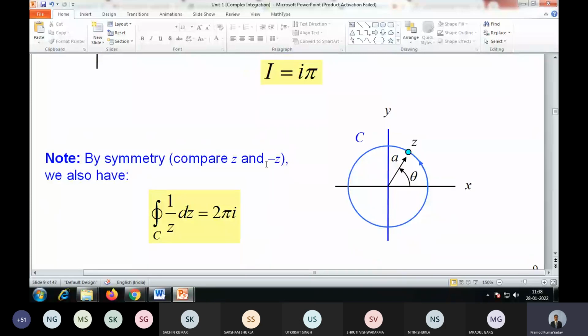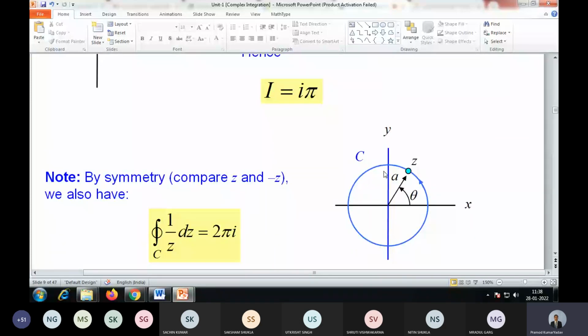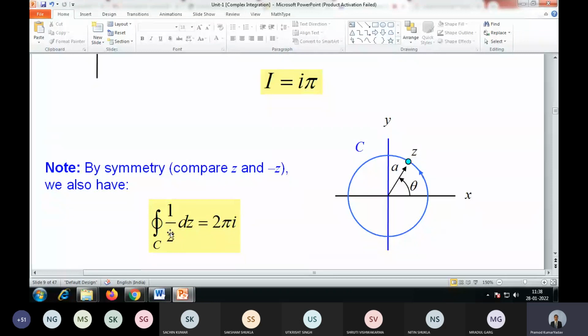Okay, so it was from 0 to pi, and by symmetry, comparing z and minus z, we also have that the integration of 1 over z dz will be 2 pi Ii theta varies from 0 to 2 pi. In the problem theta was 0 to pi, but if theta varies from 0 to 2 pi, then the value will come 2 pi.